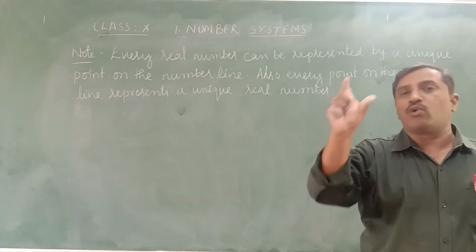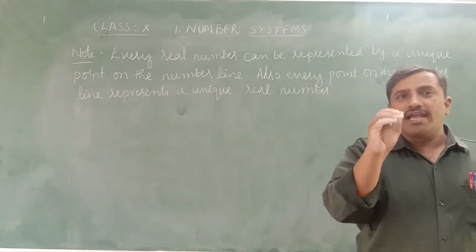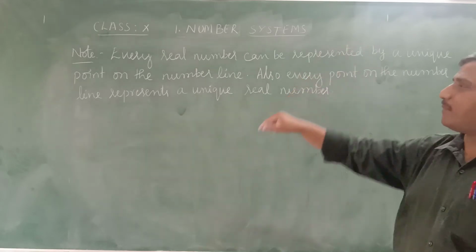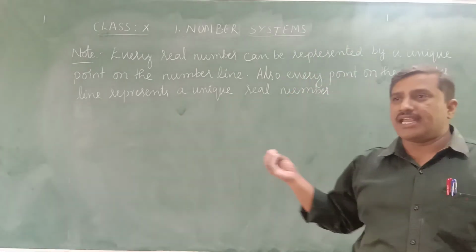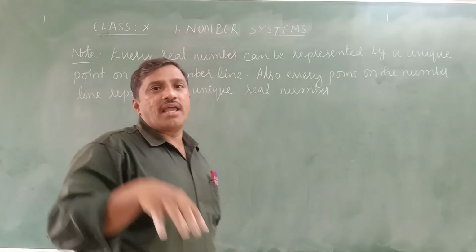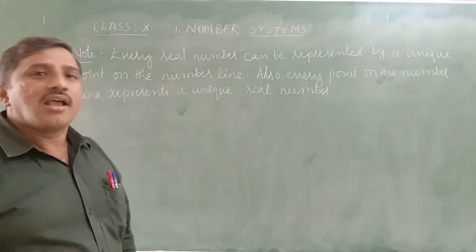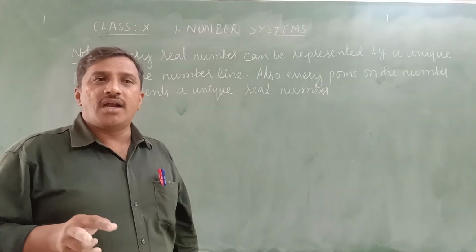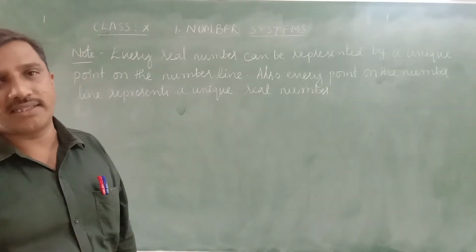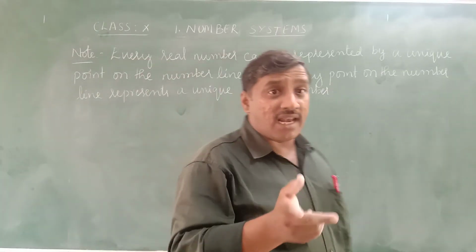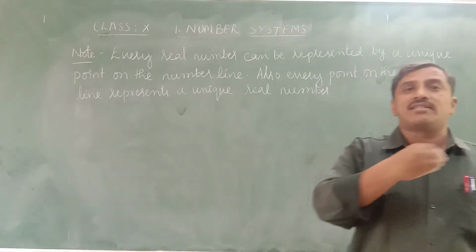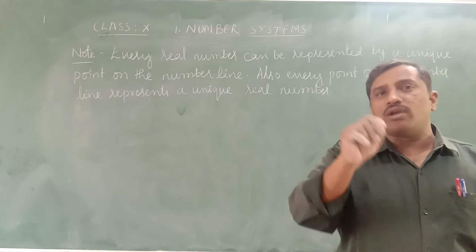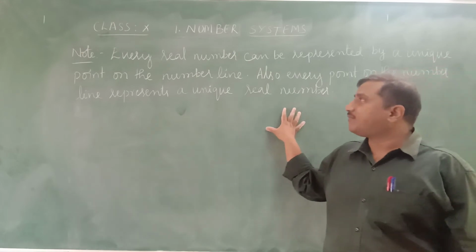Each point will represent only one number, that is, a unique number. Also, every point on the number line represents a unique real number. Each point will represent a unique number, and every number will represent a unique point on the number line. No two points will have the same number on the number line, and no number can be represented at 2 points. That is the meaning. No real number can be represented at 2 points on the number line. So that is the meaning of this point.